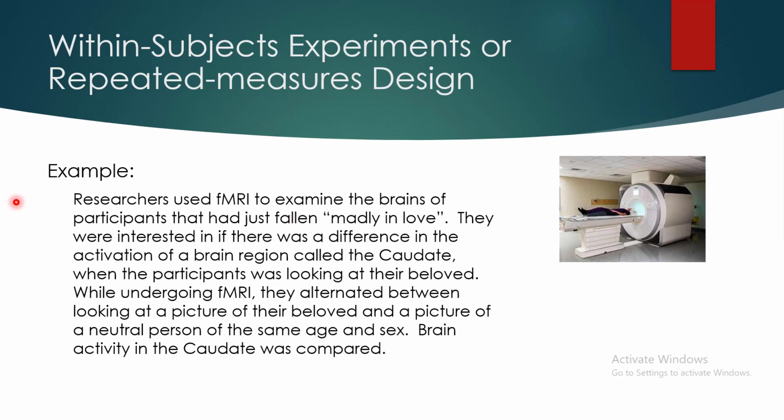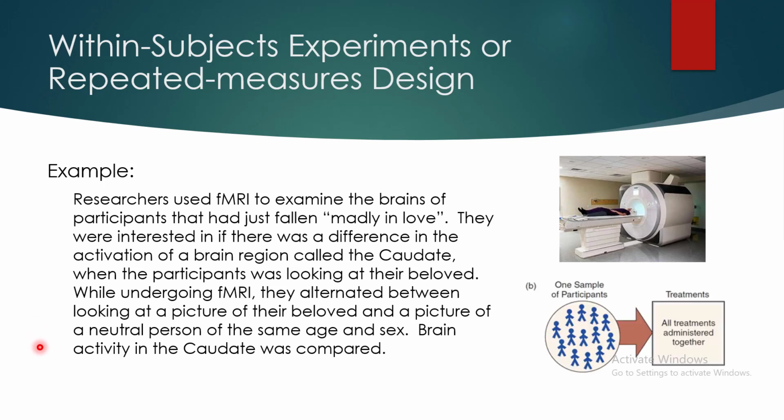Here's another example. Researchers used fMRI to examine the brains of participants that had just fallen madly in love. They were interested in if there was a difference in the activation of a brain region called the caudate when participants were looking at their beloved. While undergoing fMRI, they alternated between looking at a picture of their beloved and a picture of a neutral person of the same age and sex. Brain activity in the caudate was compared.